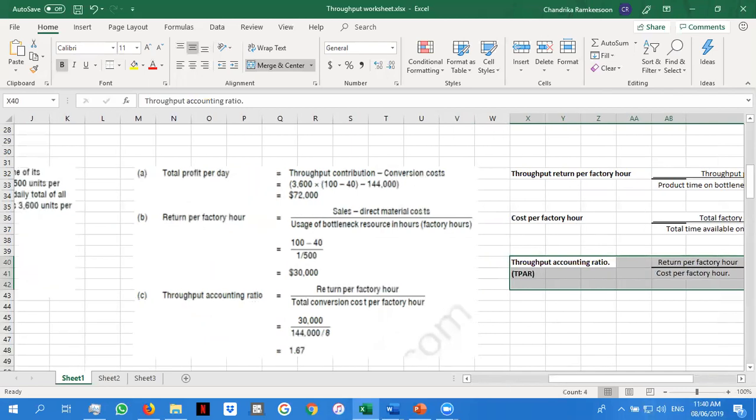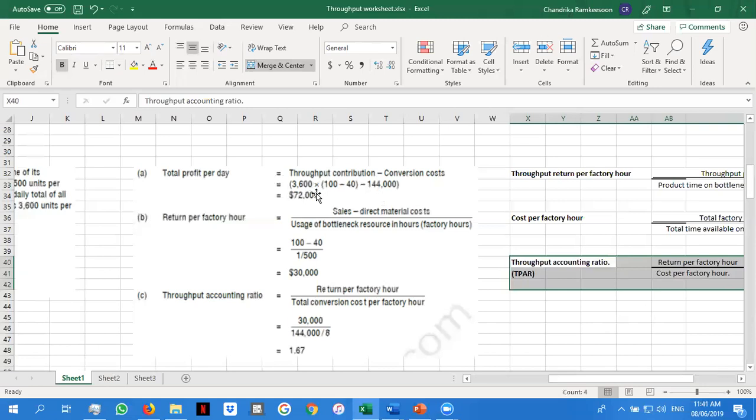First thing the question wanted us to do was to calculate the total profit per day. Now that's not difficult because we will take the contribution minus all the costs, the operating expenses, as we saw in the formula on the handout, the same handout, but higher up at the start. When I say the same handout, the handout with the formula. So in this example, remember the company is selling 3,600 units a day. The selling price is 100, the material cost is 40. So the contribution is 3,600 times 60. And of course, the conversion cost, which I assume to be fixed, is 144,000. So the profit per day is 72,000. That's easy enough.